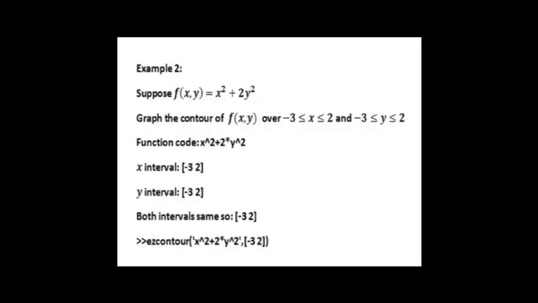In example 2, we have the function x square plus 2y square. We would like to make a contour graph of this function over the same x and y interval variations. The functional code, x interval and y interval are shown on the screen. Since both intervals are identical, there is no need to write both. Writing one interval is enough. So go to the MATLAB command prompt, enter ezcontour, first the functional code, then the interval, and then press enter.